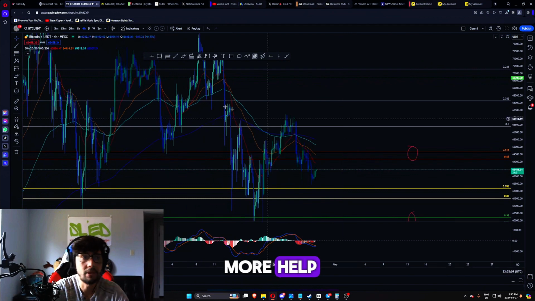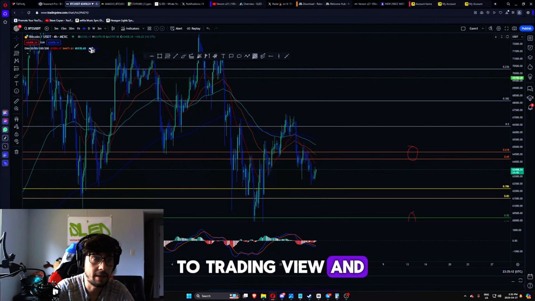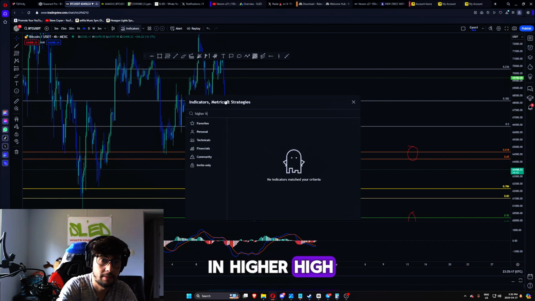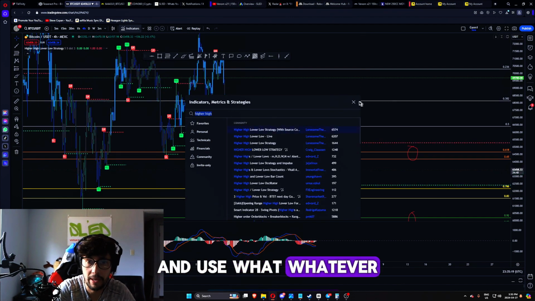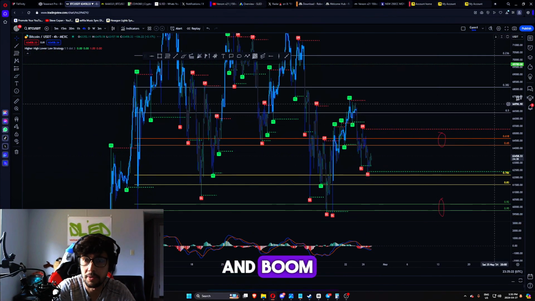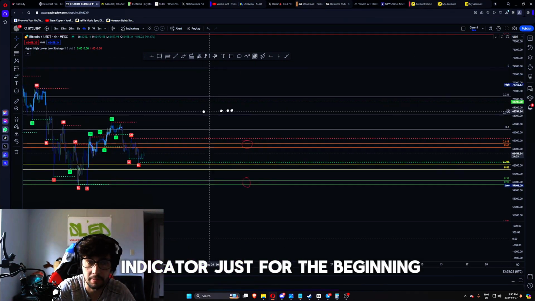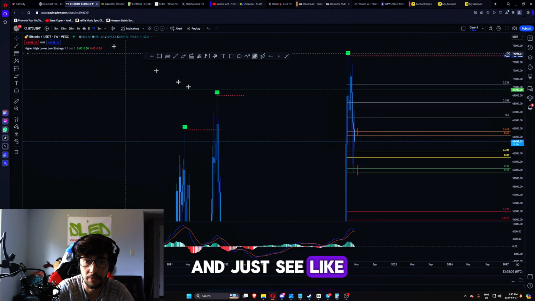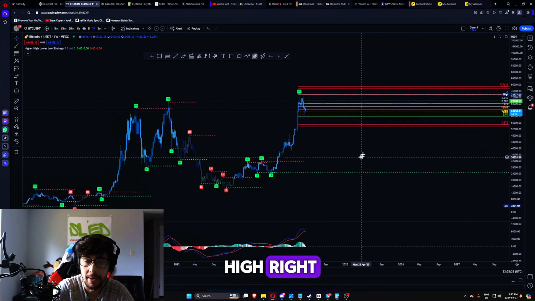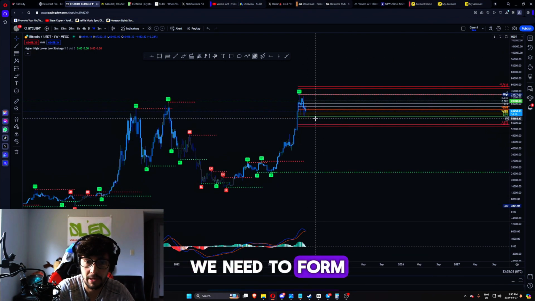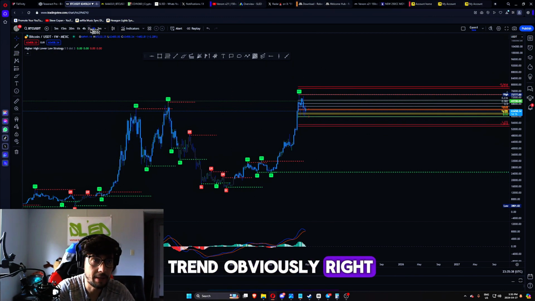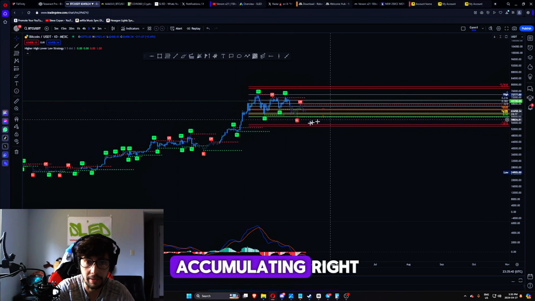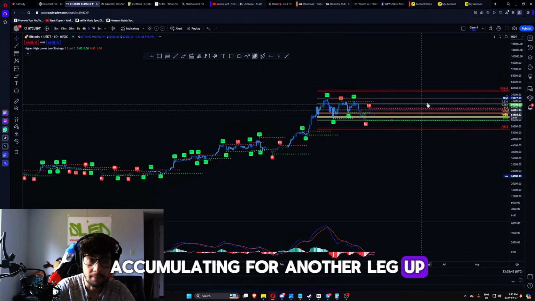If you guys need more help, you can always go to TradingView, and you can always type in higher high, and use whatever you want to use, right? And boom, you got a little indicator just for the beginning while you're learning. And you can cycle through time frames and just see, like, weekly. Look, we formed a higher high, right? So hence the retracement, right? We need to form a higher low, uptrend, obviously, right? Daily, accumulating, right? Accumulating for another leg up.